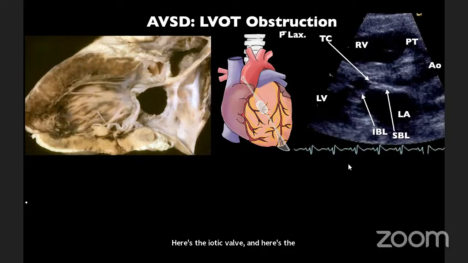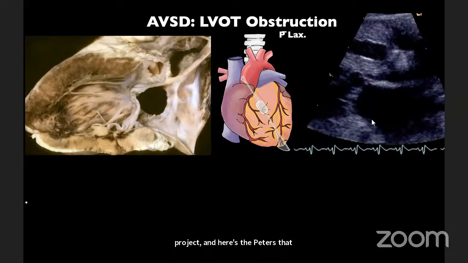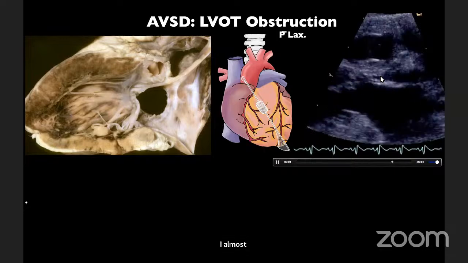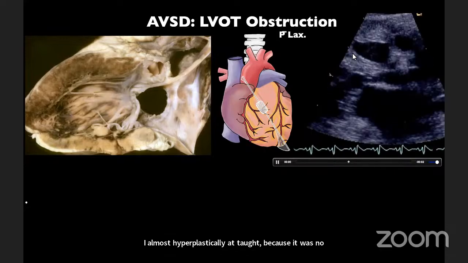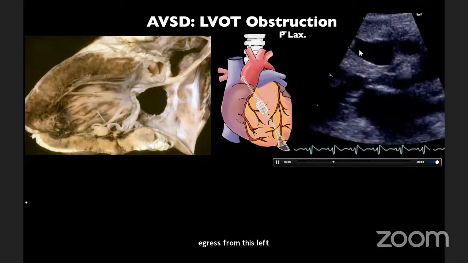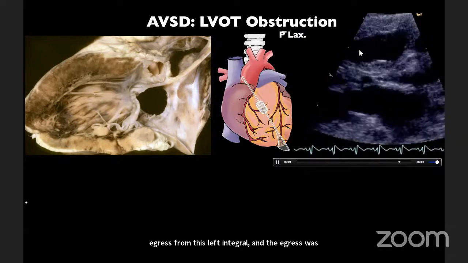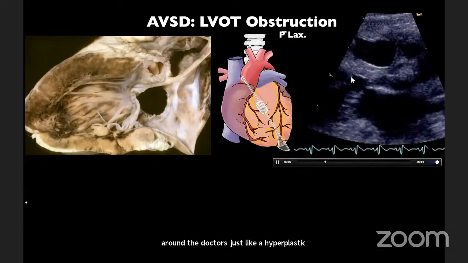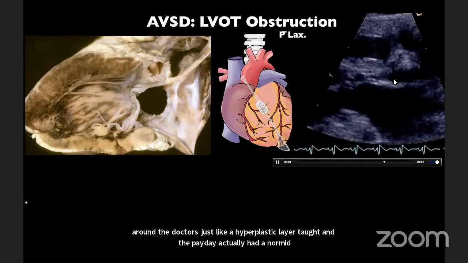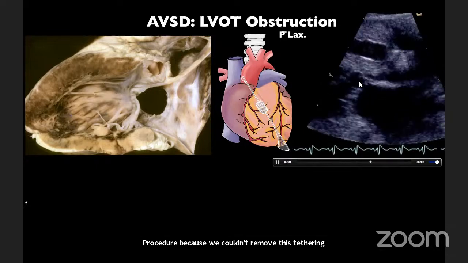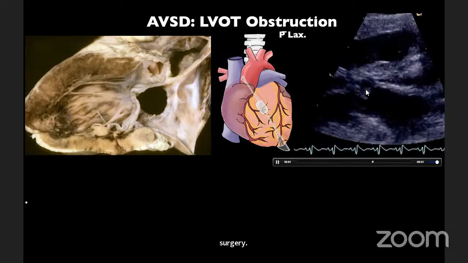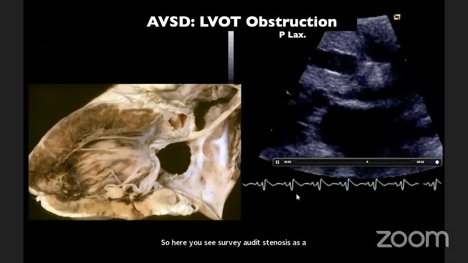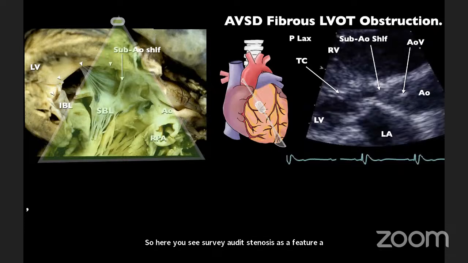And here's a fetus that developed an almost hypoplastic left heart, because there was no egress from this left ventricle. The egress was through the right ventricle and then retrograde flow around the ductus, just like a hypoplastic left heart. And the baby actually had a Norwood procedure because we couldn't remove this tethering at surgery. So here you see subaortic stenosis as a feature which can be really quite severe in some of these patients.